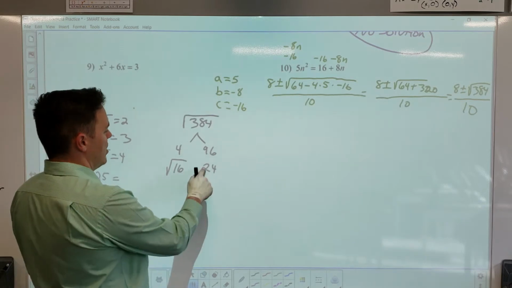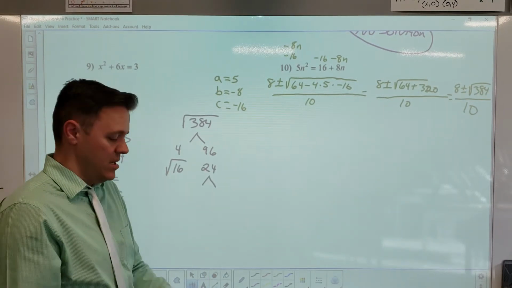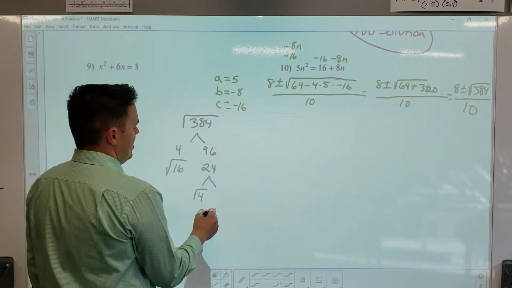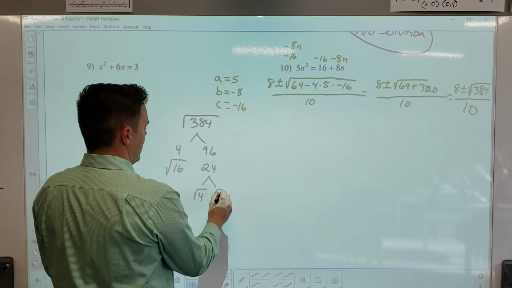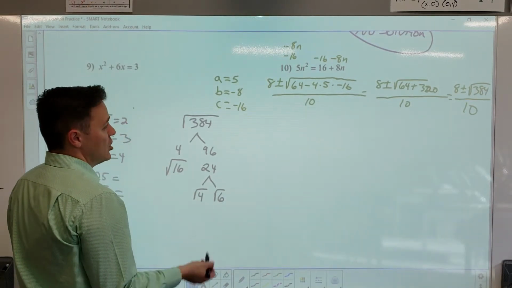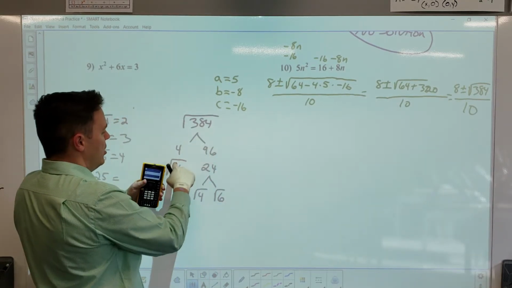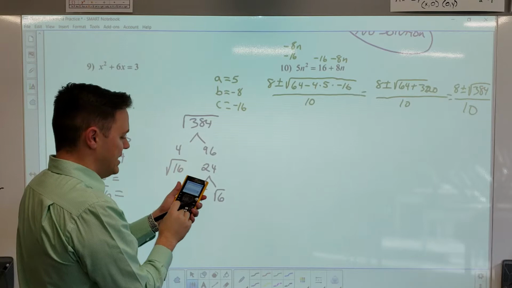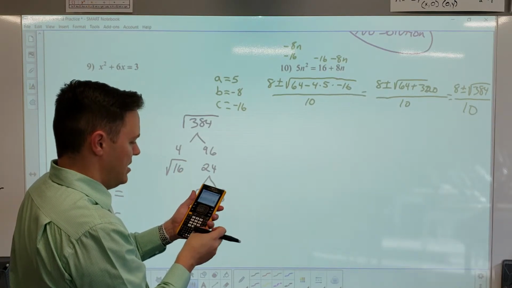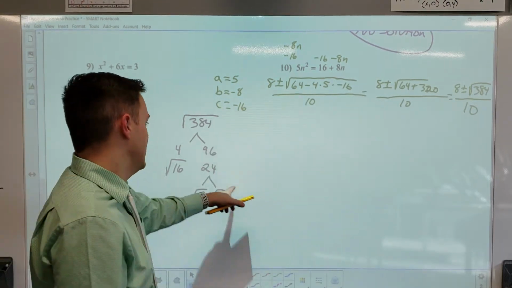Okay, can I break 24 up? Technically you can, right? Because you can take a square root of 4 out. And if I do that, then my answer here would be square root of 6. So this one's going really far down the rabbit hole. So let's rewrite this. Okay, so here's my 384 can be broken up, because what would be 16 times 4 times 6? That would, in fact, be 384.